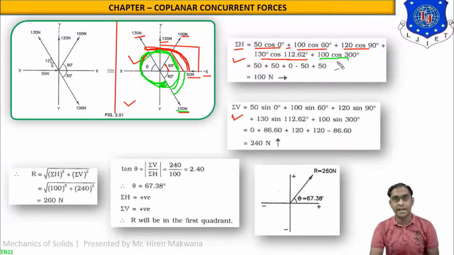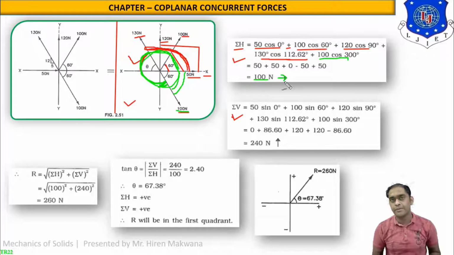So this is sigma H. Now just keep your calculator with you. Replace all these values in your calculator and simplify this equation and you will get the answer of 100 Newton. So sigma H equals 100 Newton, which is right side. Right side means positive. So the answer is positive in your calculator. So this is basically sigma H.